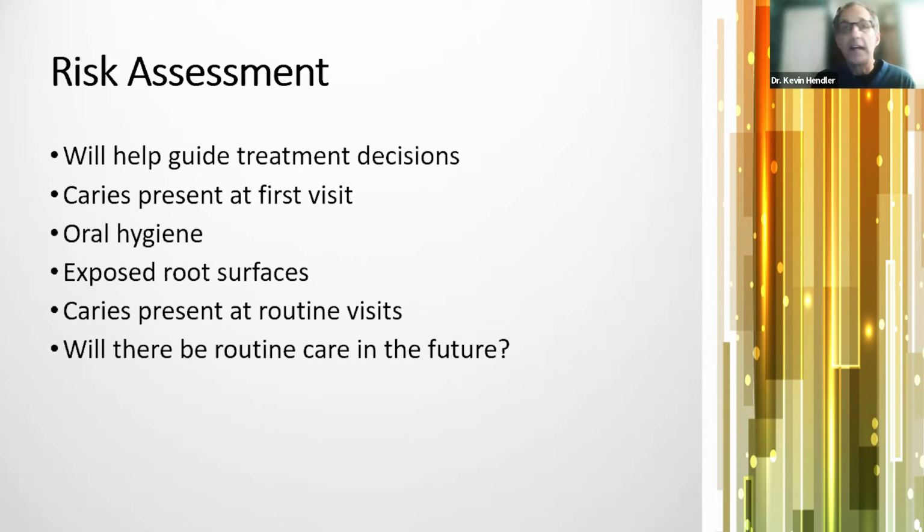Risk assessment is just how we deal with older adults. You want to know what you're getting into here. And I think it's just a good way to approach how you're going to develop a treatment plan. Is there a lot of decay when they come in for the first visit? Is their oral hygiene poor? Do they have a lot of exposed root surfaces? Do they come in for routine care and they have decay every time they come in? These are patients that are going to be really high risk. And you need to factor that in when you're thinking about how you want to treat the person, how much prevention you want to do. And it's going to influence your treatment decisions.